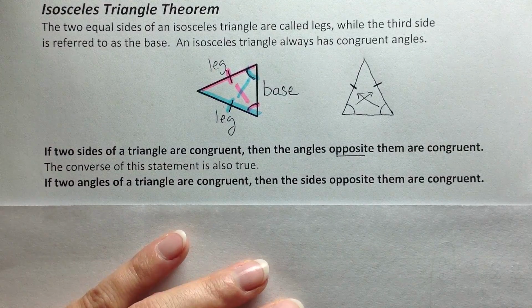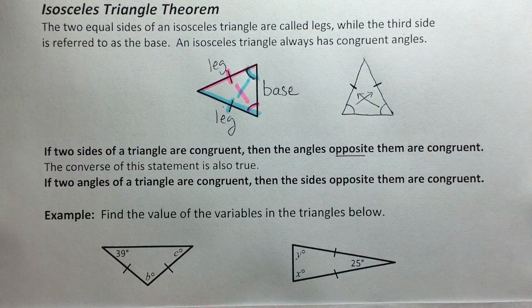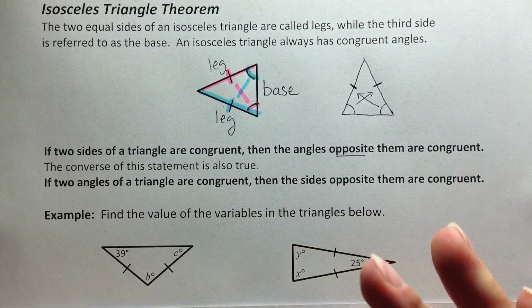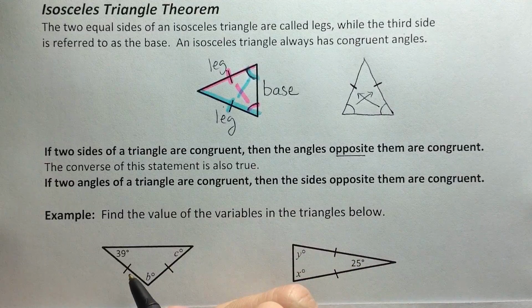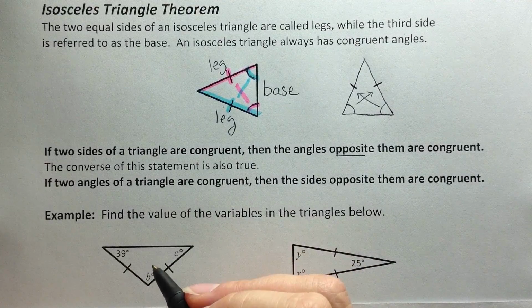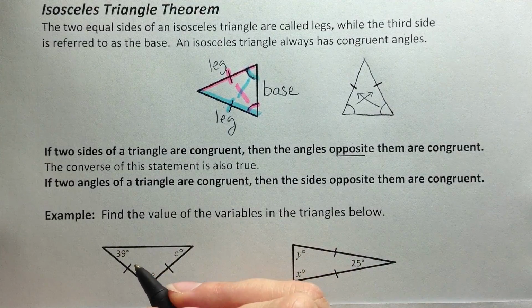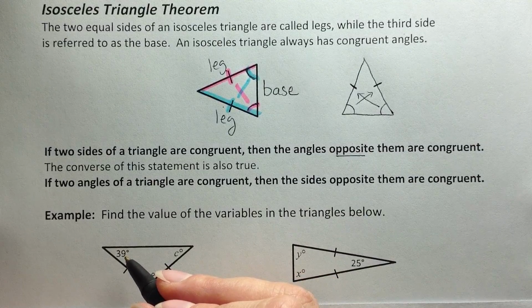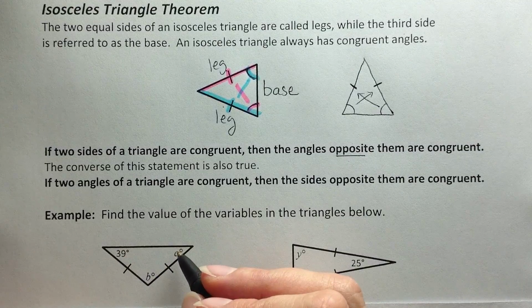Okay, so how would this be useful in problem solving? Well, sometimes, in an isosceles triangle, you might only have one angle given, and you might need to find the other one. So, find the value of the variables. All right, well, the first thing I know about this picture is I think about my interior angle sum. I've got interior angles here. I know that these all add up to 180. So I only have one of them though. So how do I find the other two?